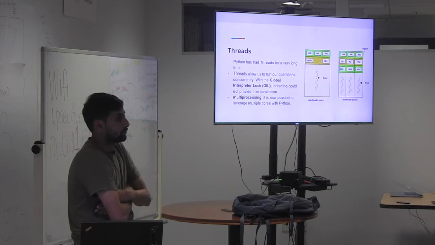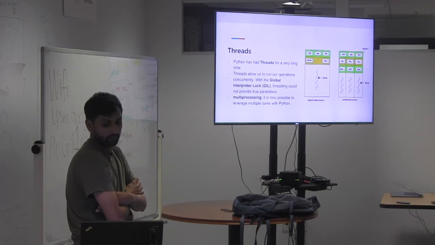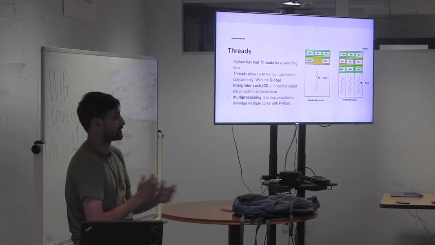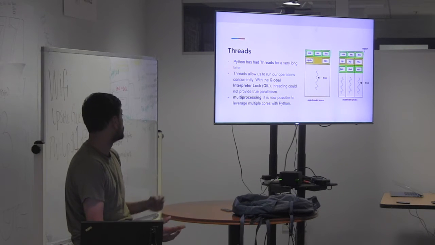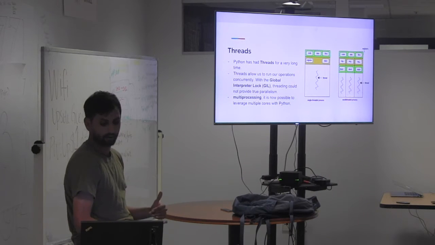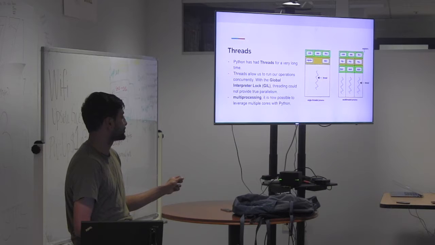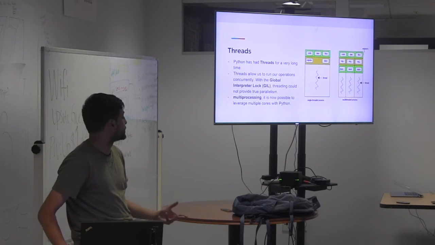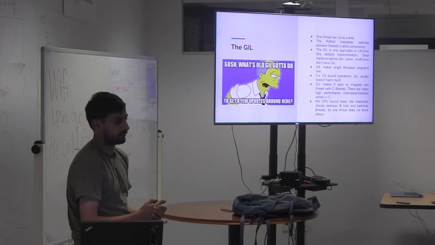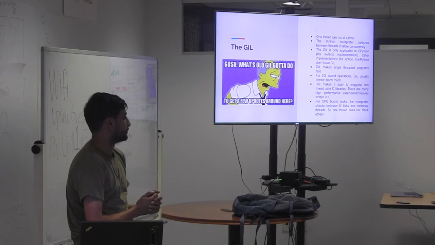Threads will let us run our operations concurrently, but because Python has a GIL, a global interpreter lock, threading does not provide true parallelism. Python has a separate module called the multiprocessing module, which allows you to leverage multiple cores of your processor. We're going to get to an example of this in just a second. But because I introduced the GIL here, the global interpreter lock, we're going to go ahead and talk about that for a sec.